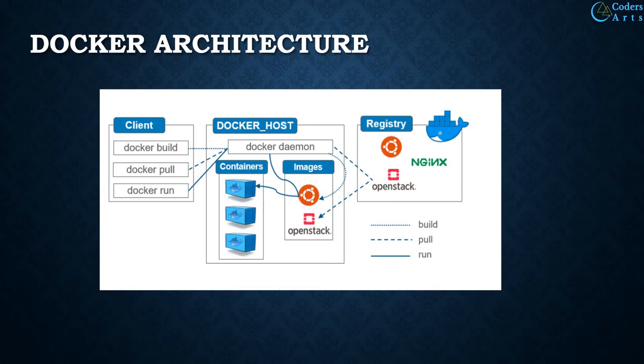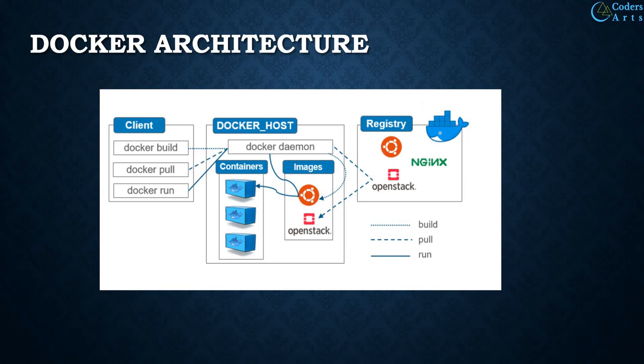Docker client. The user can interact with Docker through the client. When any Docker command is run on the command line interface, the client sends it to the Docker daemon, which carries it out. The Docker API is used by Docker commands. A Docker client can communicate with more than one daemon.